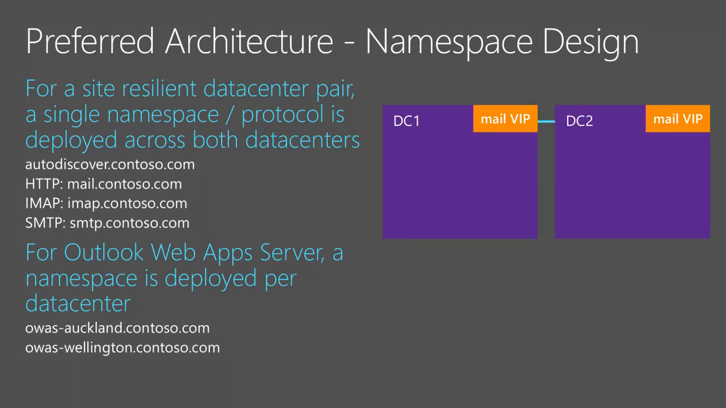Okay, so let's start with the namespace design. I think we've talked about that well enough. Ideally, we would want you to have a single namespace. Preferred architecture is just one worldwide name that every user has.